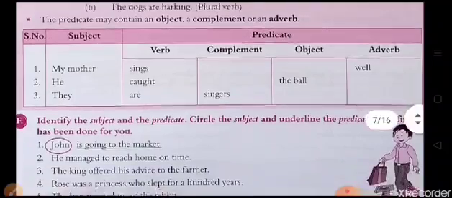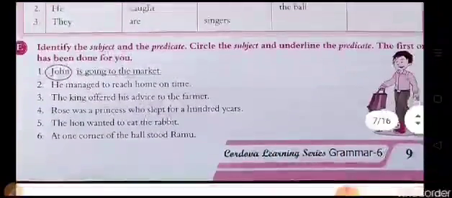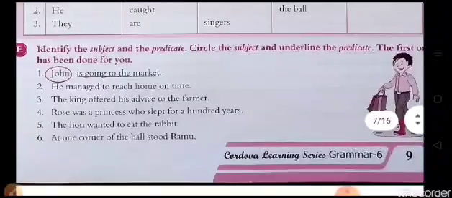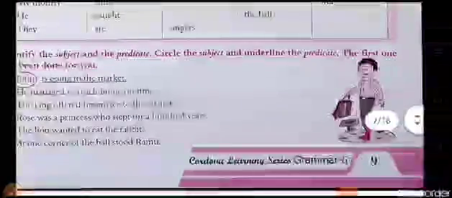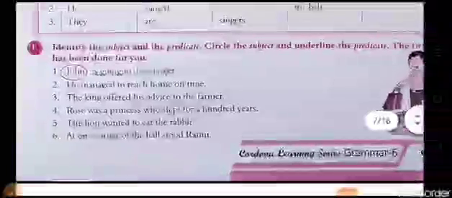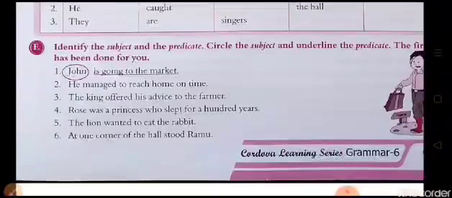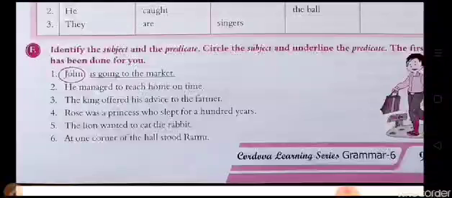Now let's move to the exercises. Identify the subject and the predicate. Circle the subject and underline the predicate. The first one has been done for you. John is going to the market. The first has been done for you. Now we have to complete the next exercise.